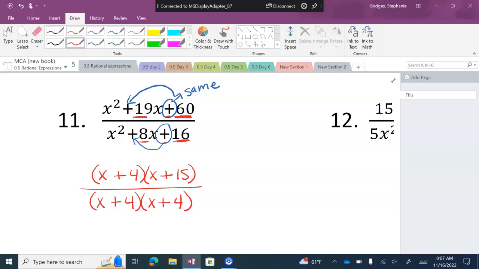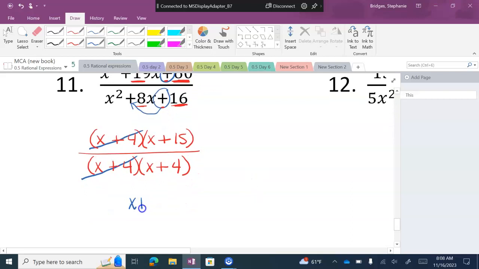Do we see things that are the same at the top and the bottom that we can get rid of? Here's the thing, and I have this happen every now and again, not a lot. How many x plus 4s do I have at the top? 1. That means I can only cancel 1 at the bottom. So I can't take that x plus 4 at the top and cancel out both. It's 1 for 1. So I can cancel out one of each, top and bottom.